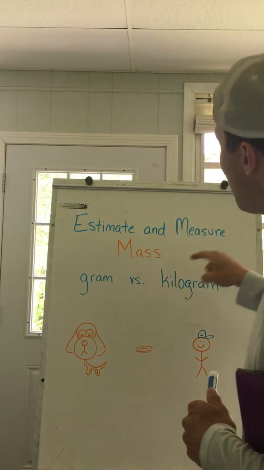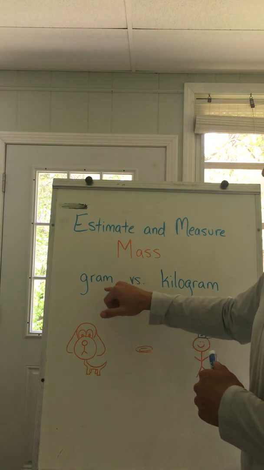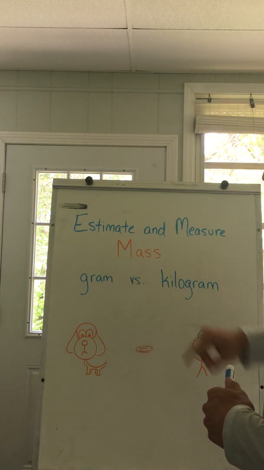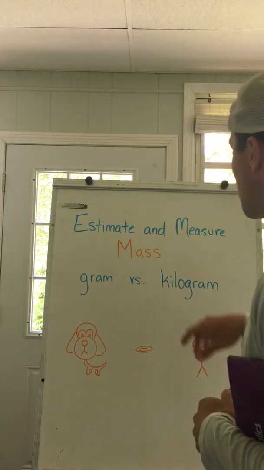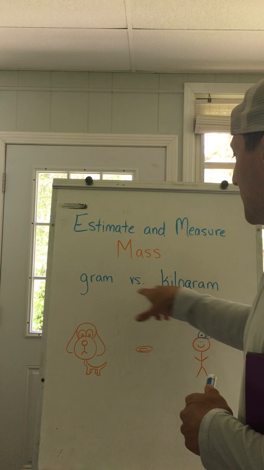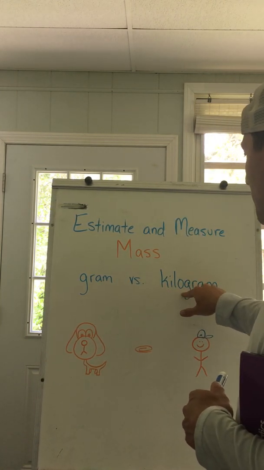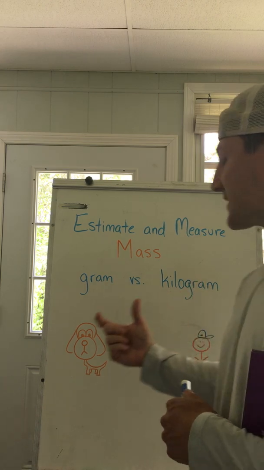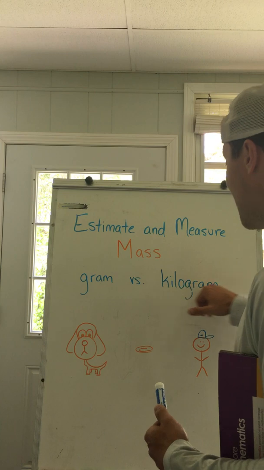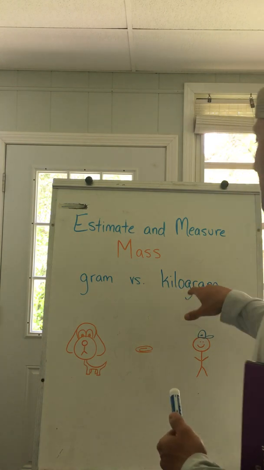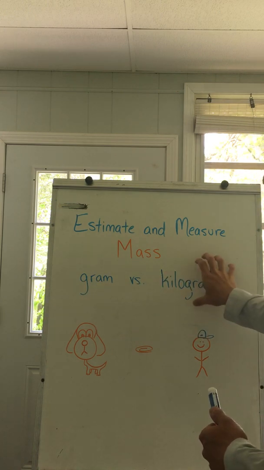Today we're going to be estimating and measuring using mass. And the unit of mass we're going to be looking at is a gram versus a kilogram. I see some similarity between those two. So a kilogram is really just a gram with the word kilo in front of it. And it's important to look at the word in front of it, almost like a prefix, because kilo actually means thousand. So kilogram is actually 1,000 grams. So if you put 1,000 grams together, that would be a kilogram.